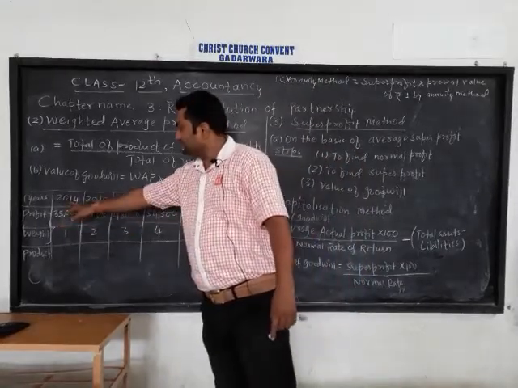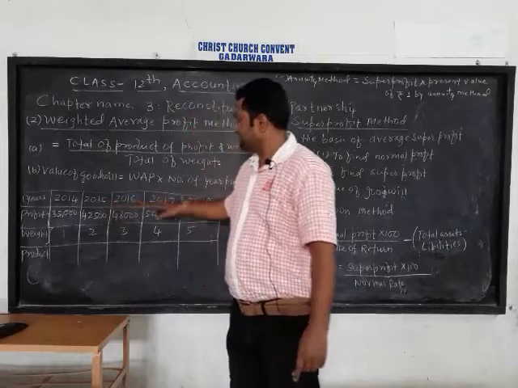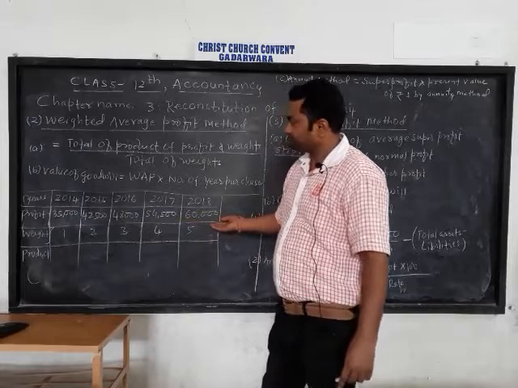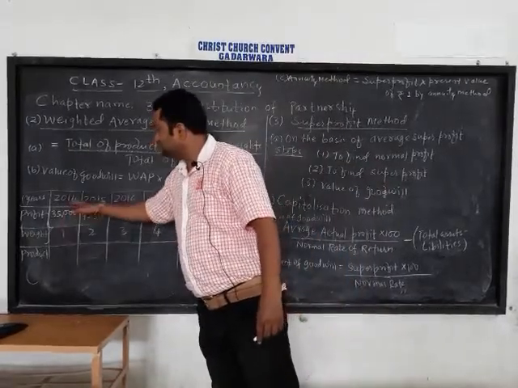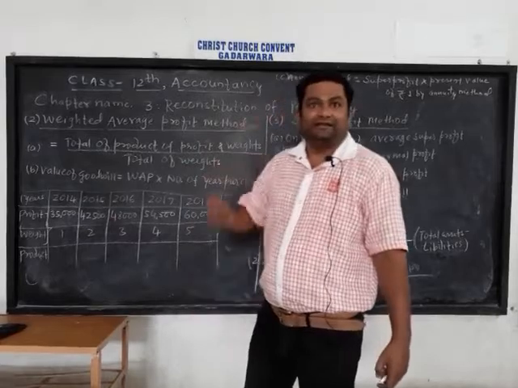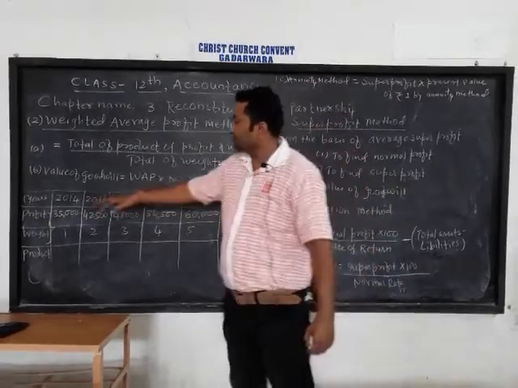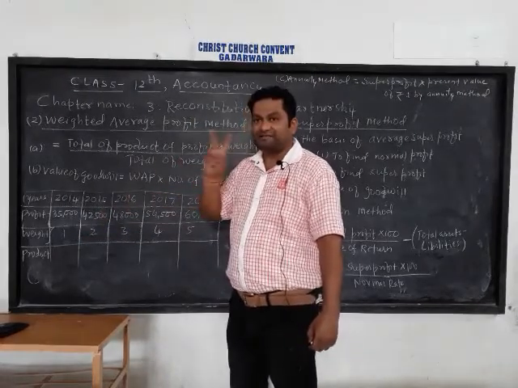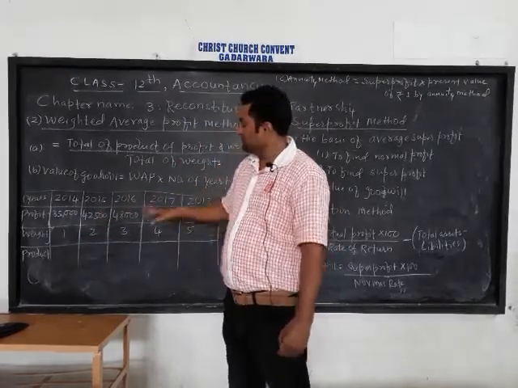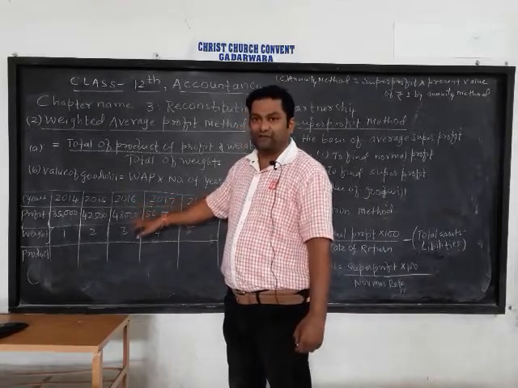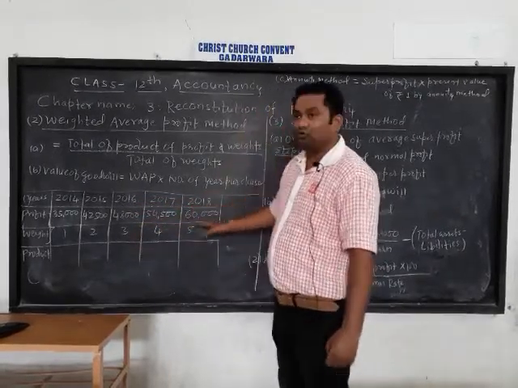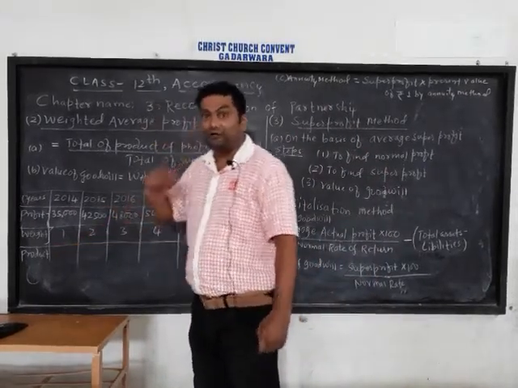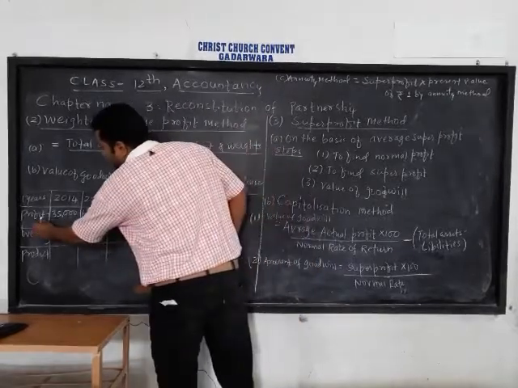You are given a question: years 14, 15, 16, 17, 18, the profits of the respective years are given, and you are given weights. Weight means the year itself is its weight. 2014 is the first year, its weight is 1. 2015 is the second year, its weight is 2. 16 is the third year, its weight is 3, and so on. Now we have to find the product of profit and weight.